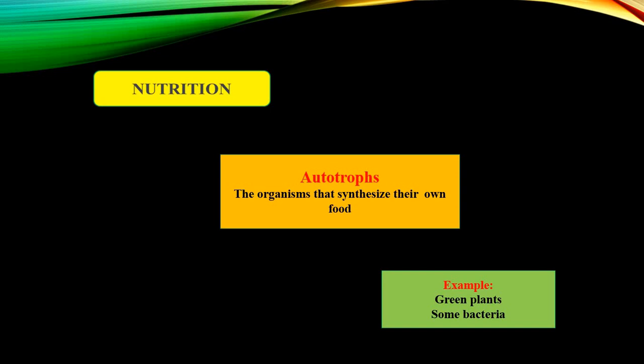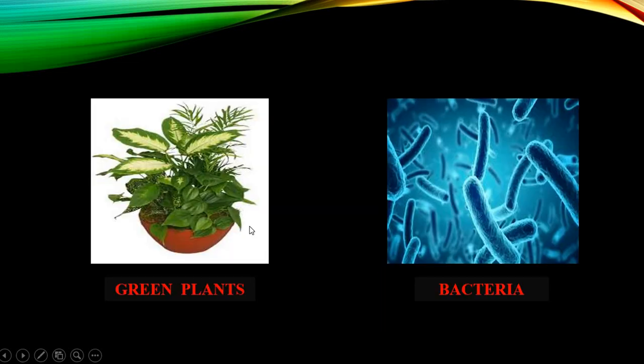Now the organisms that can synthesize their own food are called autotrophs. So we can define autotrophs as the organisms that can synthesize their own food. For example, green plants and some bacteria. Here these are examples of green plants and this is bacteria.